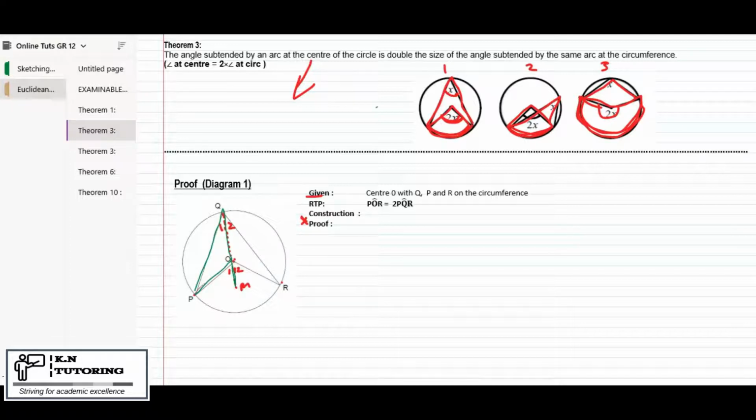So in triangle QOP, we can see that this angle, which is the exterior angle of a triangle, is equal to the sum of the interior opposite angles. So we can see that O1 is equal to angle P plus angle Q1. What is the reason here? Exterior angle of a triangle. Okay, very important theorem here.